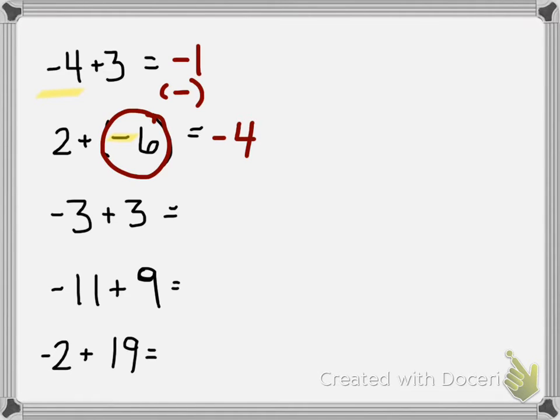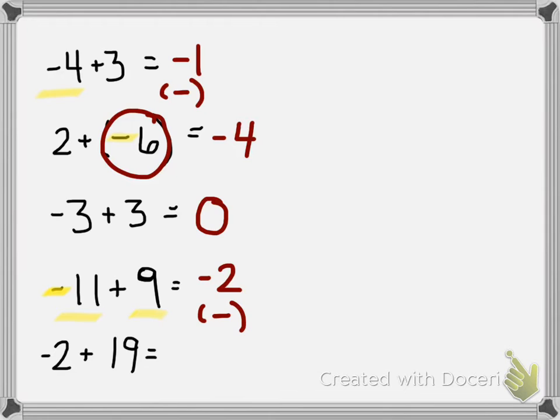So now I have negative 3 plus 3. If my numbers are the same, the answer is 0. So negative 11 plus 9. Is that answer going to be negative or positive? The answer for that one is going to be negative because 11 is bigger than 9. So my answer is going to be negative. And I just subtract them. 11 minus 9 is 2. Put my negative sign in front. My answer is negative 2.